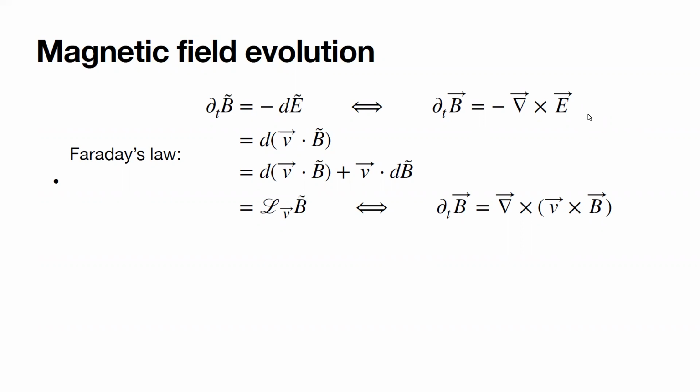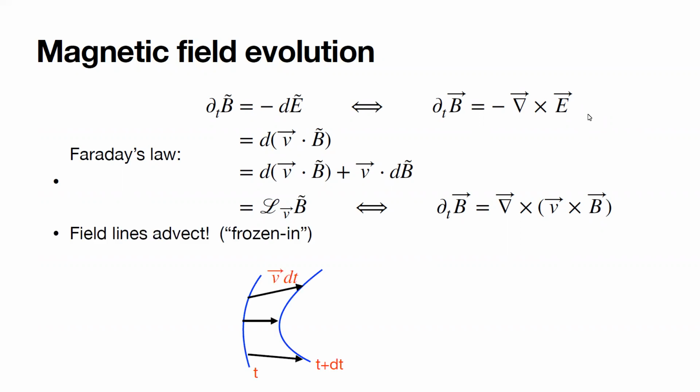And then I recognize, using Cartan's magic formula, that this is the Lie derivative of the B field along the velocity. So Lie derivative, what that means is that the field lines just get advected by the fluid. The velocity just pushes field lines around. The phrase that's sometimes used is that the field lines are frozen in. I like to say that they are glued to fluid elements.